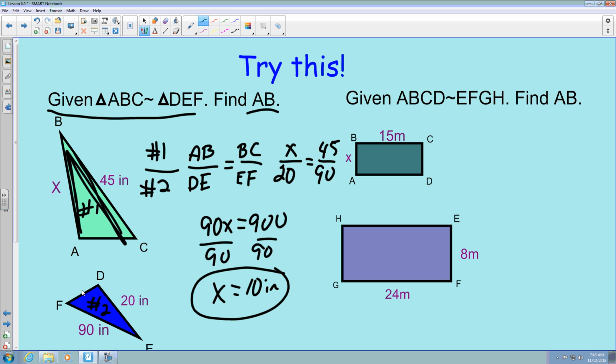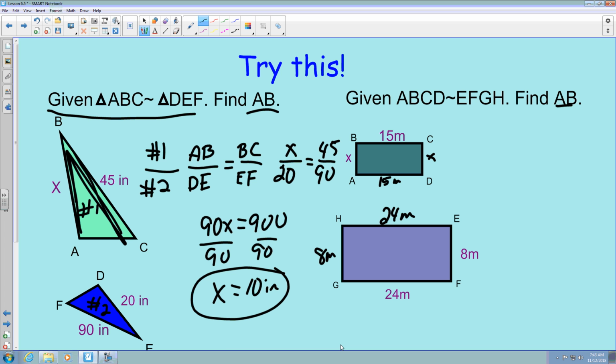Going over here, we've got ABCD is similar to EFGH. They're asking us to find AB. All right, so we go here. They appear to be rectangles. So one of the things that we can assume is this is going to be 24 meters and this is 8 meters. Same thing, I can say that this is 15 meters and this is also going to be the variable x. So even though they may not have given us the size for the corresponding side, we can figure it out because it represents a rectangle.